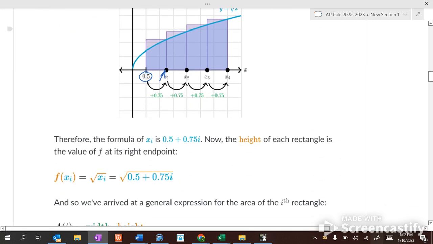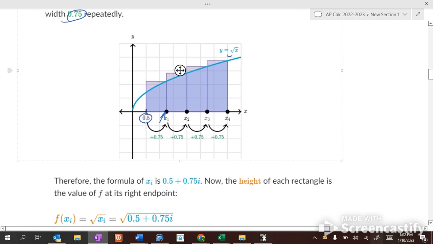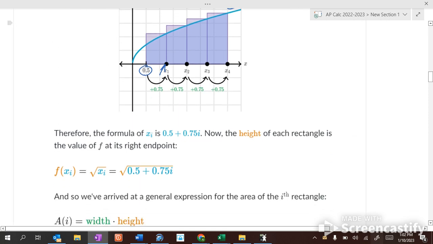So we can get that from a summation. Multiply by 1, multiply by 2, multiply by 3. Okay? So the function is the square root of x. That's where that square root comes from. So where we want to go from is xi. So it's 0.5 plus 0.75 times whichever term we're on. 0.75 times 1 puts us there. 0.75 times 2 puts us there, and so on.